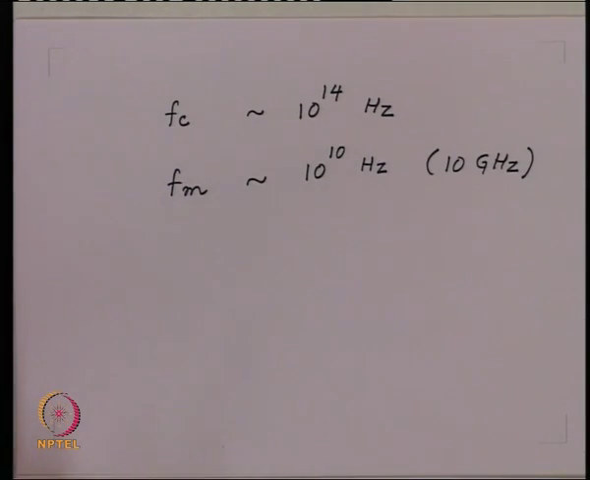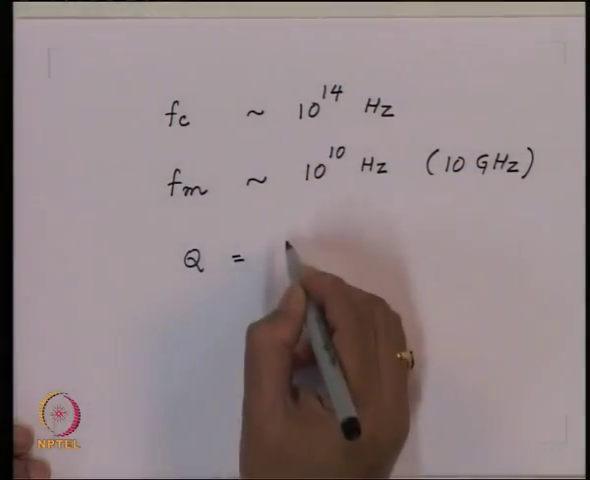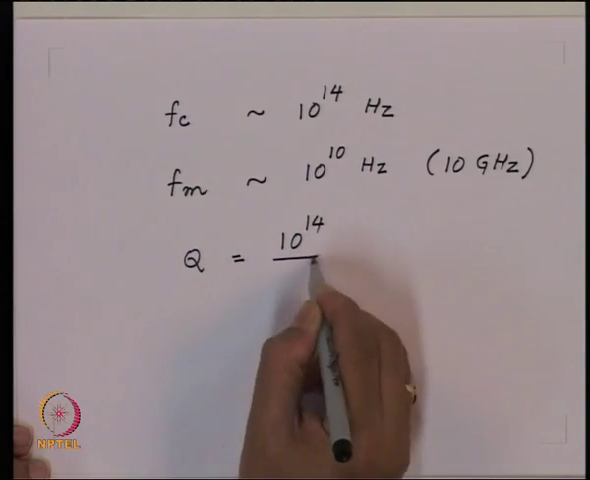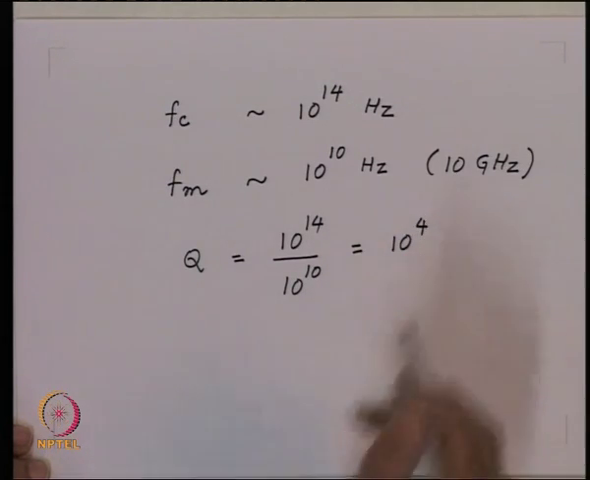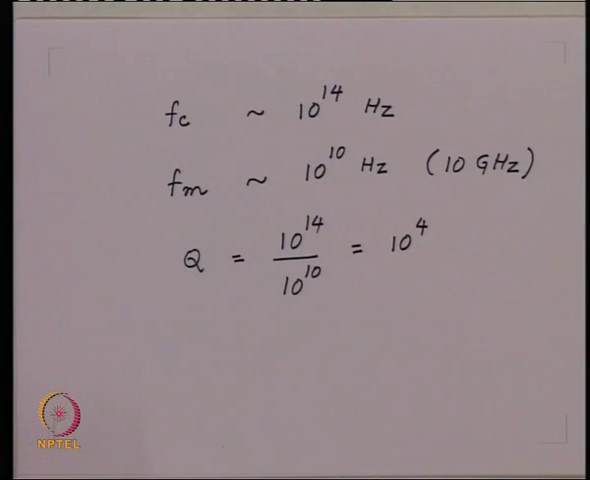So, if I ask what is the fractional bandwidth this amplitude modulated signal would have, or what will be the quality factor needed for this system, typically you will get the quality factor which is 10 to the power 14 divided by 10 to the power 10. So, typically of the order of about 10 to the power 4. That means the fractional bandwidth which the system has is 1/10,000 times the carrier frequency.